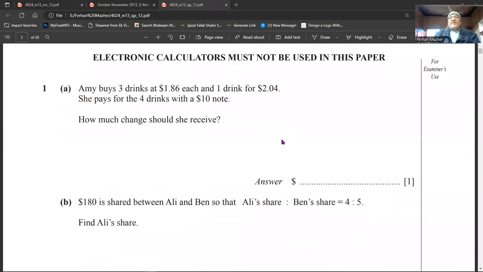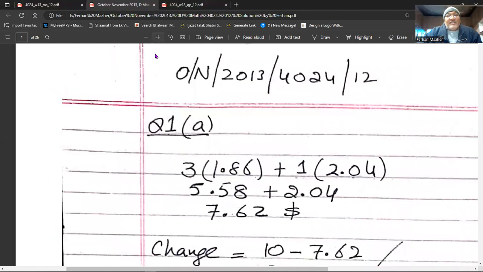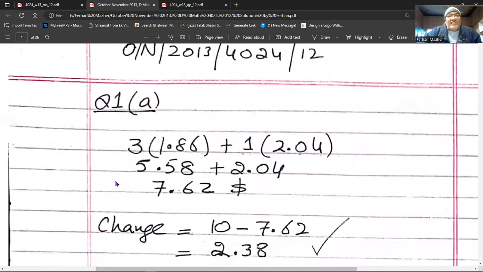The first question coming up on your screen: Amy buys 3 drinks at $1.86 each and 1 drink for $2.04. She pays for the 4 drinks with a $10 note. How much change would she receive? So her bill is 3 multiply 1.86 plus 1 multiply 2.04. Whatever the bill is, we will subtract it from the 10, and we will have the solution. The change, how much change she will get.